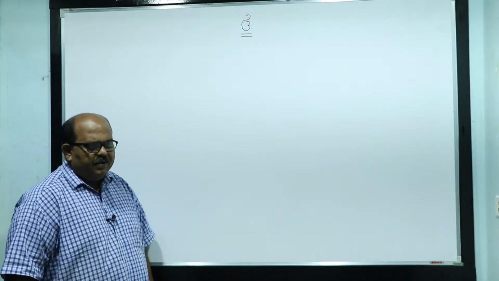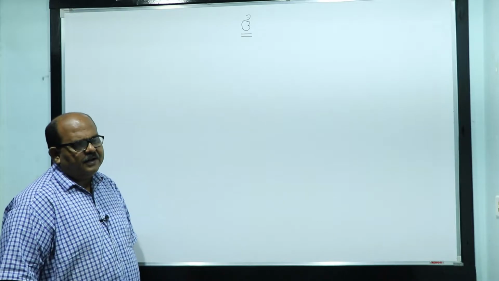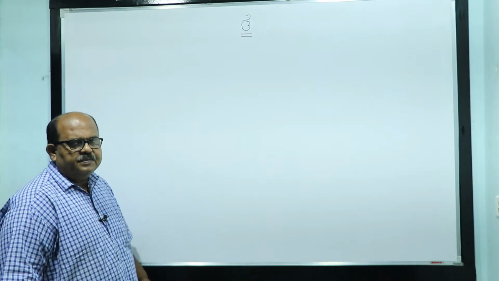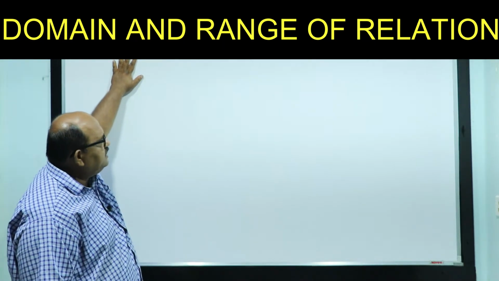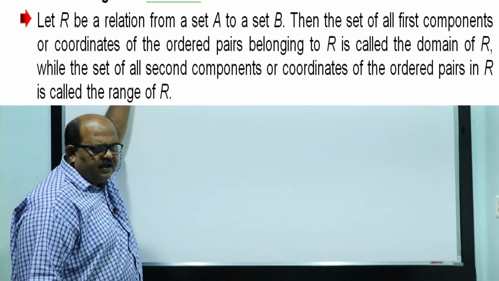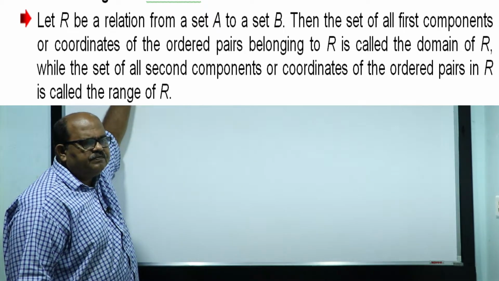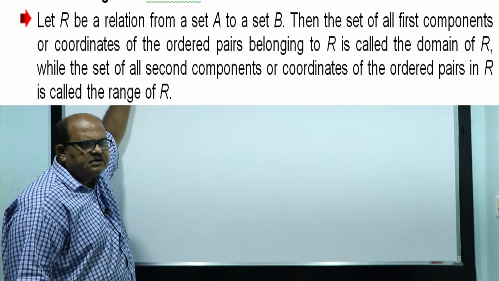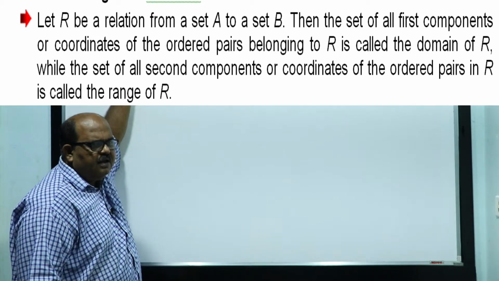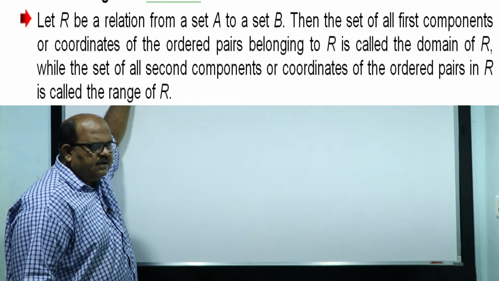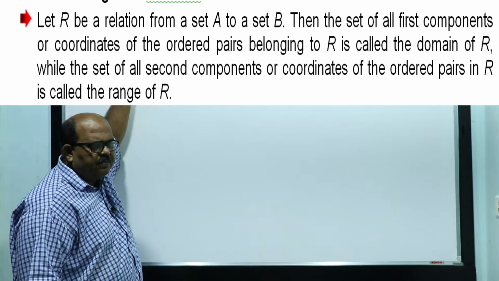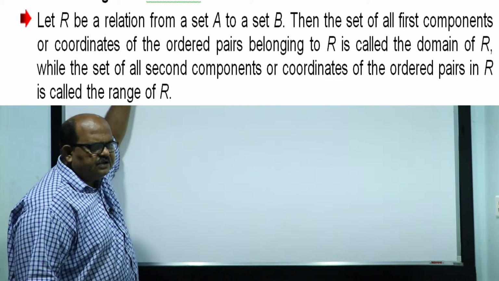Students, now we will discuss domain and range of a relation. So look at what the definition of domain and range of a relation is telling. The definition is, let R be a relation from set A to set B, then the set of all first components or coordinates of the order pairs belonging to R is called the domain of R, and the set of all second components or coordinates of the order pairs in R is called the range of R.